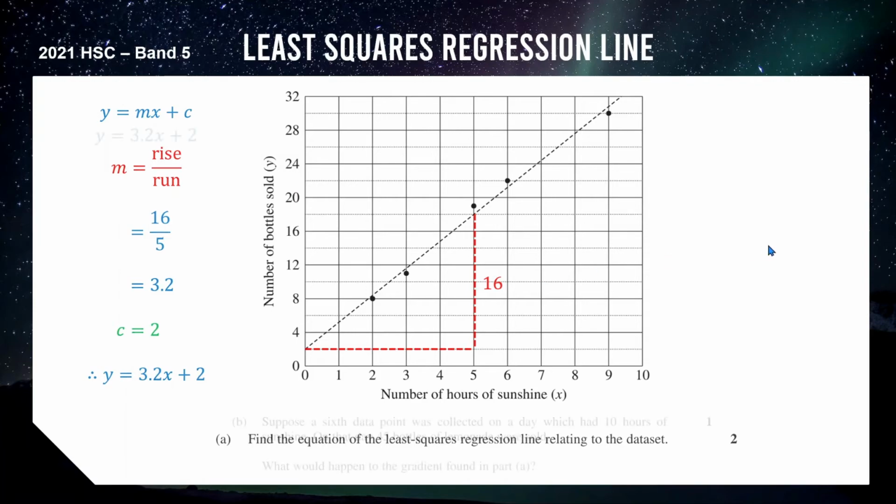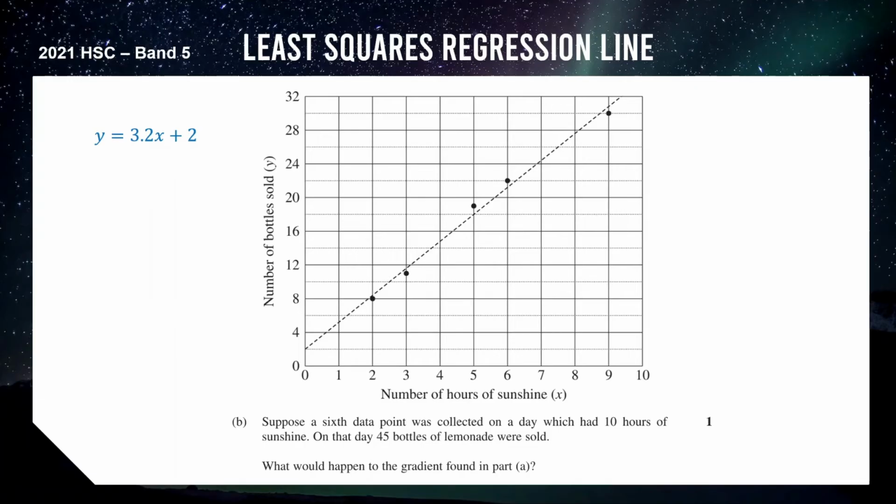Okay, this question had a second part. Part B is that suppose a 6th data point was collected on a day, which had 10 hours of sunshine and then 45 bottles of lemonade sold. So our bivariate data set here is number of hours of sunshine and number of bottles of lemonade sold, maybe for a lemonade stand. Who knows? Okay, question is saying what would happen to the gradient found in part A?